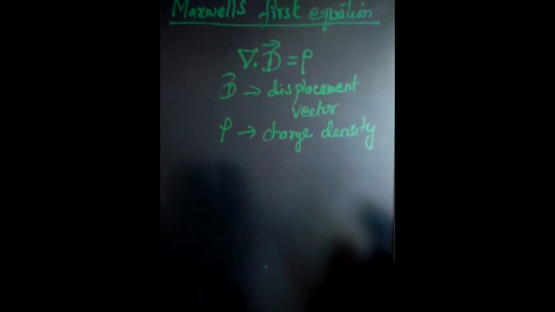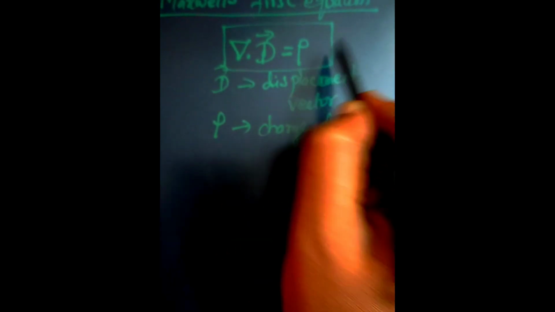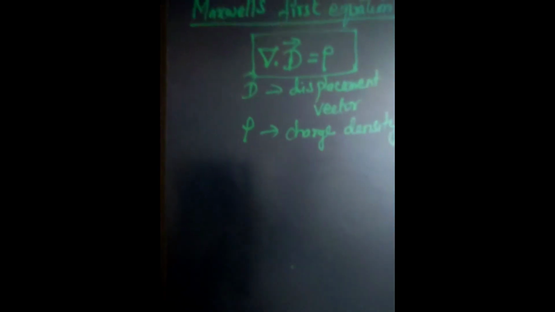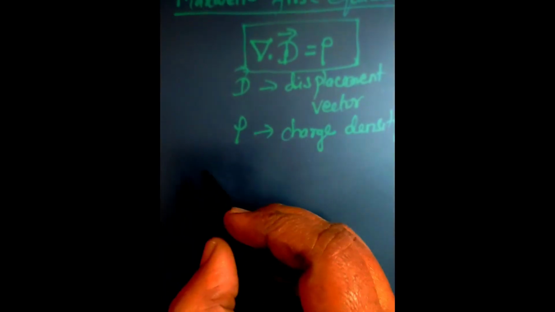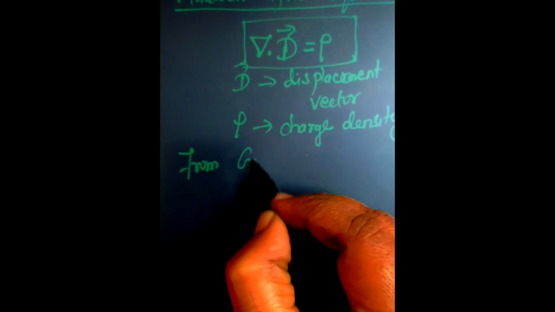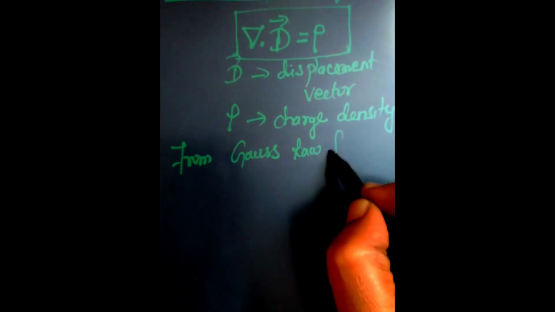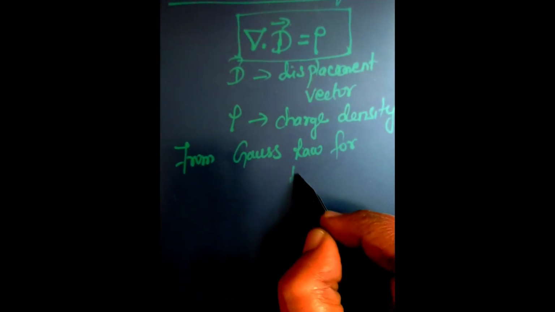Next, we'll find how we arrived at this equation, del dot D vector is equal to rho. We start with the Gauss law for electric field. We can derive Maxwell's first equation by applying the Gauss law for electric field.